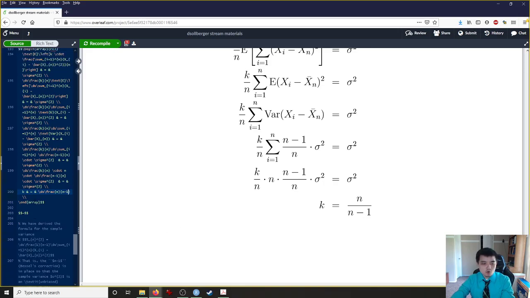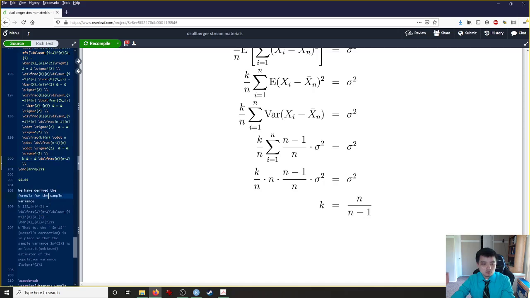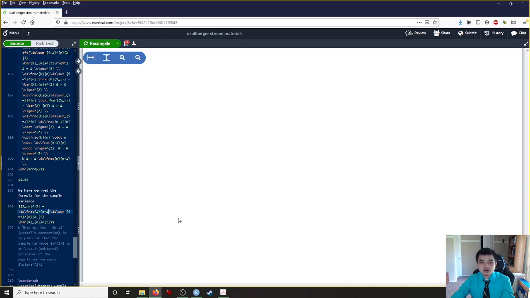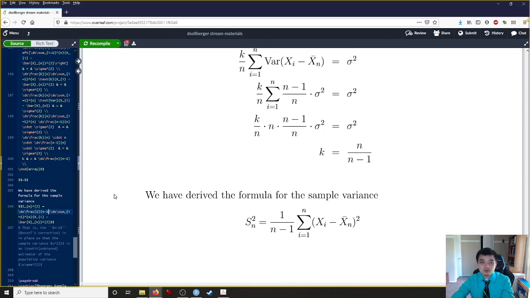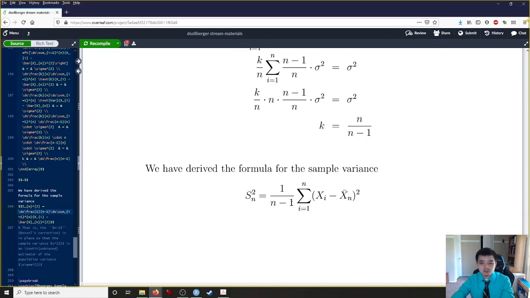And thus, this whole hour was to bring us back to the formula that we used at the beginning of the semester, the one where we had the step where we divided by n minus 1. And this is what we call the sample variance.